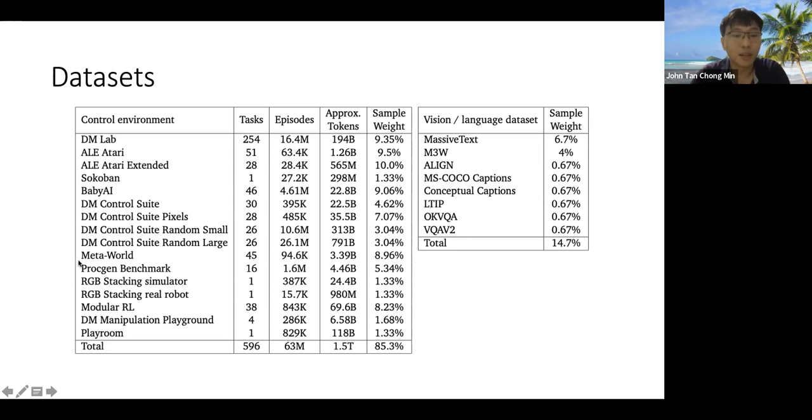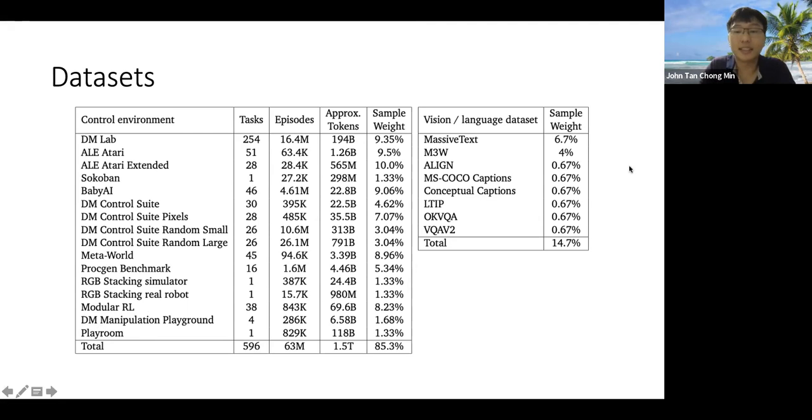There are a few meta-world 3D environments. PropGen is also 3D environments. RGB stacking simulator is where DeepMind has a robot that picks up some bricks, and the bricks are in red, green, and blue color. This was discussed quite a lot in the experiments. Modular RL is basically a Mujoco environment, where Mujoco is a physics-based robot simulation. In modular RL you mix and match the body parts, and with different configurations of the robot, you still need to work in the environment. And there are some other DeepMind environments that they use.